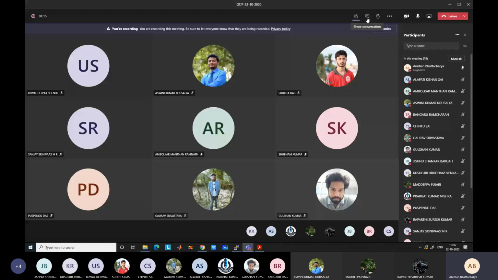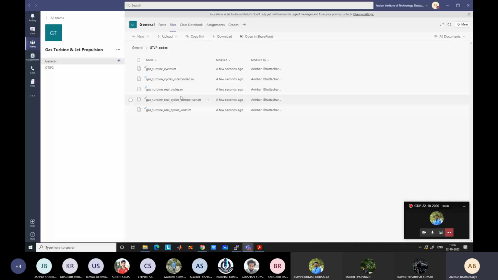Anyway, so we will start the new topic today on jet engines. I have uploaded the codes for the industrial gas turbine cycles. You can take a look at them. Yesterday we had discussed these three codes. I have shown results by picking from these three codes. One is for real cycle, just a single design point calculation. Then to draw the graphs for efficiency, you need to use this one, gas turbine real cycles comparison. If you don't remember, you can go back to the video and notice.